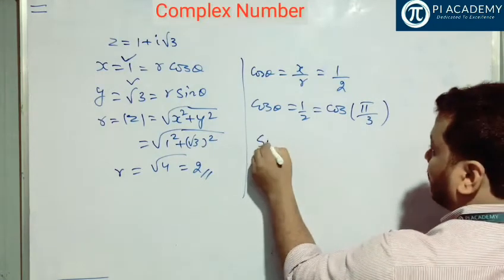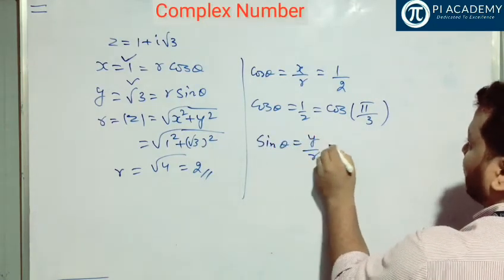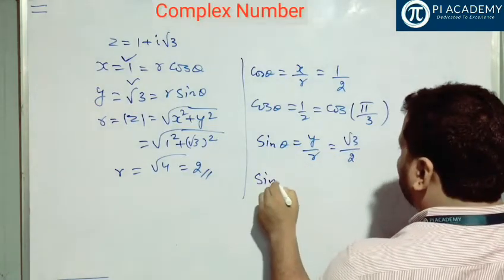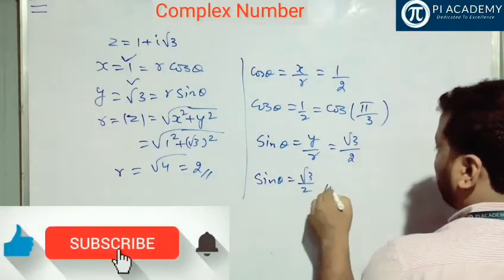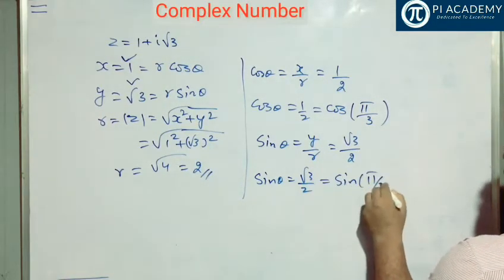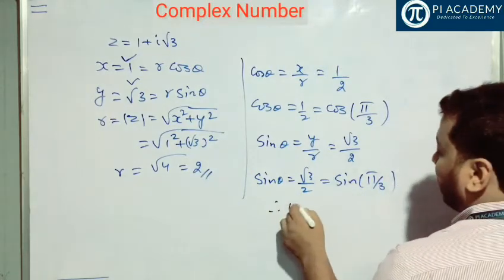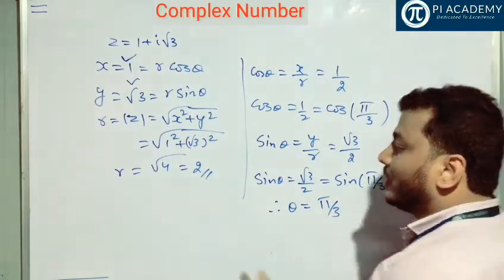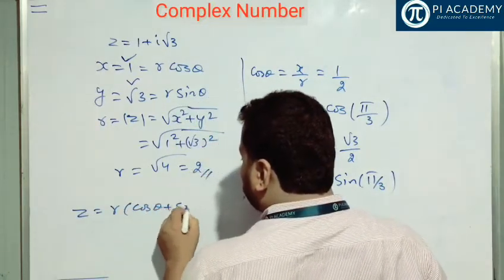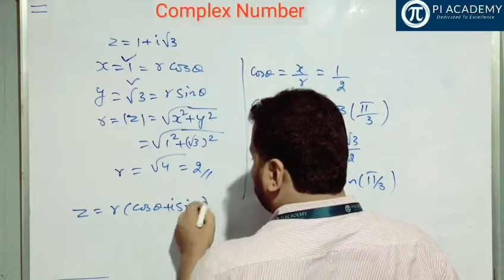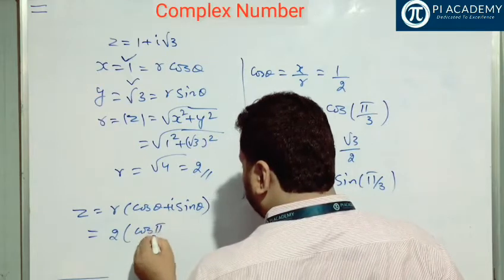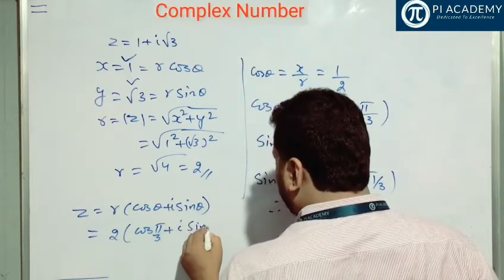Similarly for sin theta, it will give you y by r. y is how much? Root 3, and r is how much? 2. So sin theta is nothing but root 3 by 2. So this you got, that is nothing but your sin pi by 3, which means your theta is nothing but pi by 3. Now you can apply the formula. Z is equal to r into cos theta plus I sin theta. So r is how much? 2 into cos pi by 3 plus I sin pi by 3.